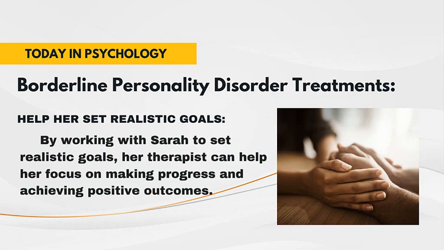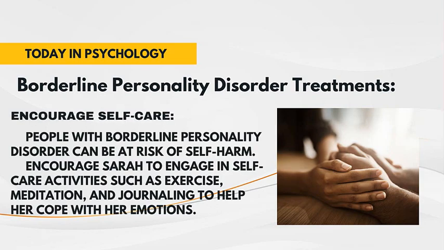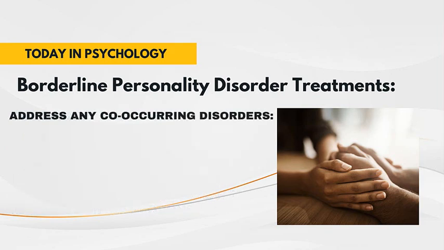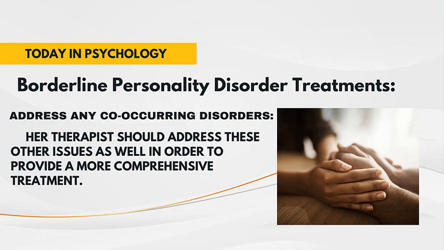By working with Sarah to set realistic goals, her therapist can help her focus on making progress and achieving positive outcomes. Encourage self-care. People with borderline personality disorder can be at risk of self-harm. Encourage Sarah to engage in self-care activities such as exercise, meditation, and journaling to help her cope with her emotions. Address any co-occurring disorders. Borderline personality disorder often co-occurs with other disorders such as depression, anxiety, or substance abuse. Her therapist should address these other issues as well in order to provide a more comprehensive treatment.